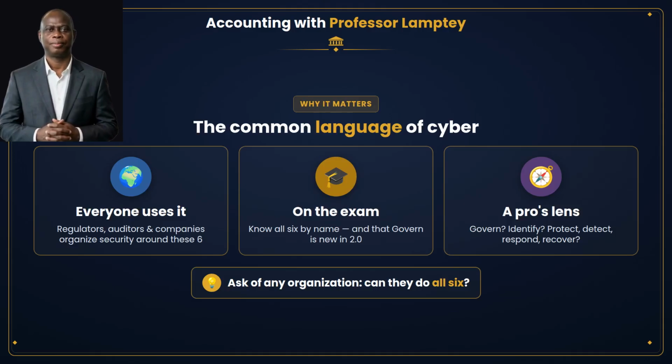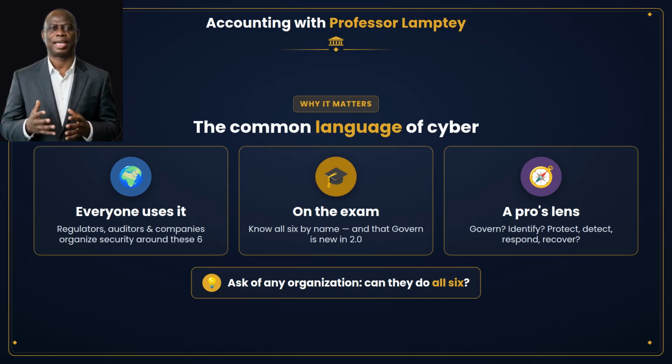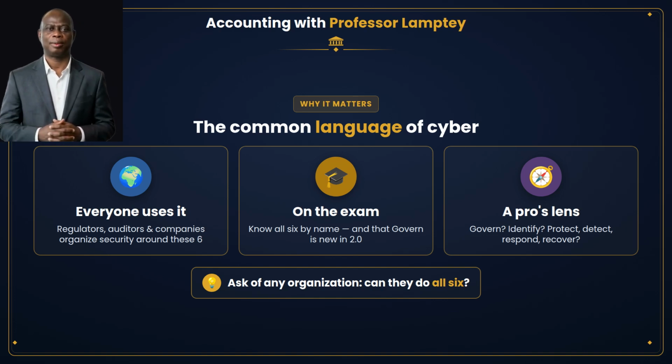Why does this matter for you? The NIST framework is the common language of cybersecurity. Regulators, auditors, and companies worldwide organize their security around these 6 functions. On the ISC exam, know the 6 by name and what each does. And remember that govern is the function added in version 2.0. Master these 6 words and you can look at any organization and instantly ask the right questions. Do they govern it? Do they know their assets? Can they protect, detect, respond, and recover? That's how a professional thinks about cyber risk.